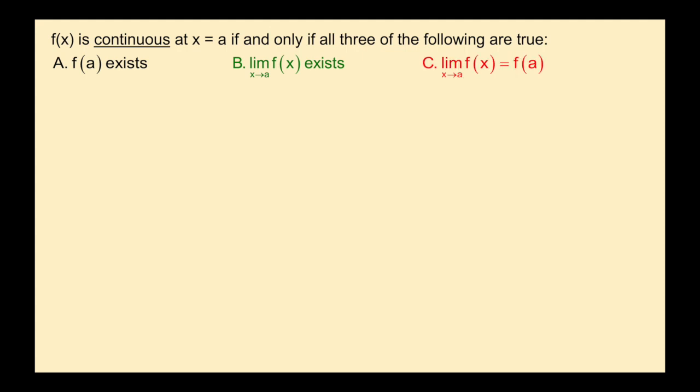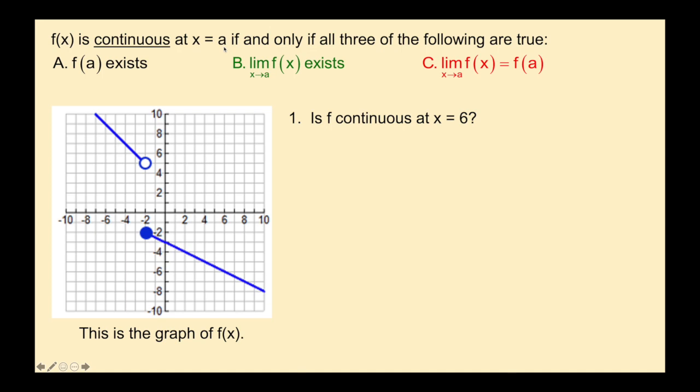And then part C is saying that the value that we would get for part A and the value we get for part B, they have to match. And as long as we meet all three conditions, we can say it's continuous at that particular value. So here's our first example.